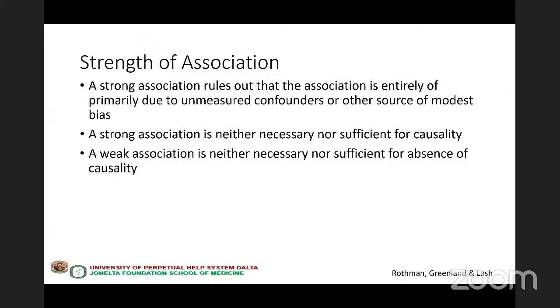Because there are smokers who will not develop lung cancer. Okay. Weak association, neither necessary nor sufficient. So if you are a non-smoker, does it mean that you will not get lung cancer? Not necessarily. But the strength of association would be very strong in this example.